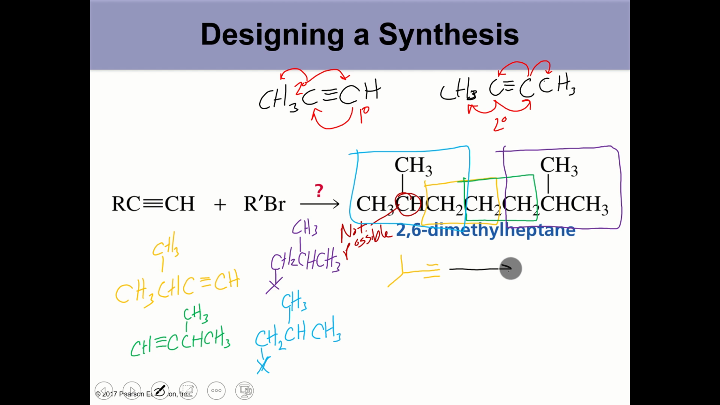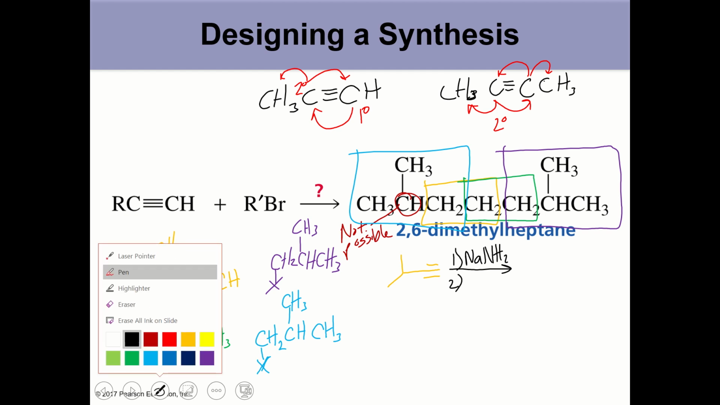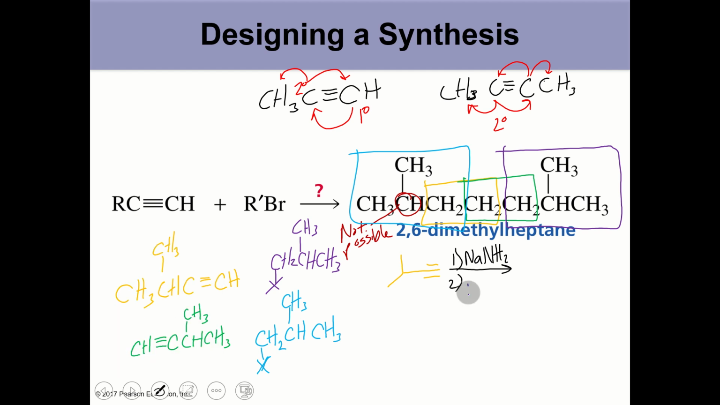And for my process, I'm going to first add 1, sodium amide, to deprotonate. Then on step 2, I'm going to add the alkyl halide proposed in purple. So bromine bonded to a CH2 group that is bonded to a branching carbon. So that gives us our 4-carbon purple fragment.